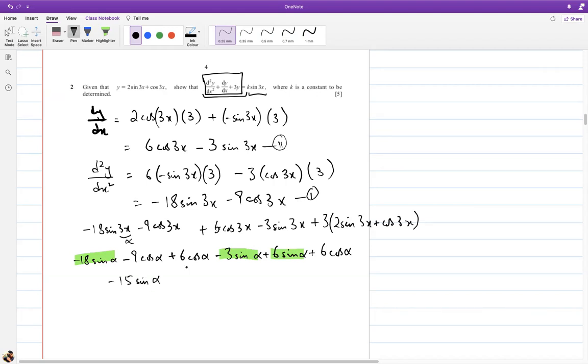Similarly, combining the other ones, which are the cos alpha things. So I get minus 9 cos alpha plus 6 cos alpha plus 3 cos alpha. So that is 0, because minus 9 plus 6 is minus 3, and minus 3 plus 3 is 0. So I get minus 15 sine alpha. So in place of k sine alpha, I just have, so this is basically 15 sine 3x. So in place of k, I have minus 15.